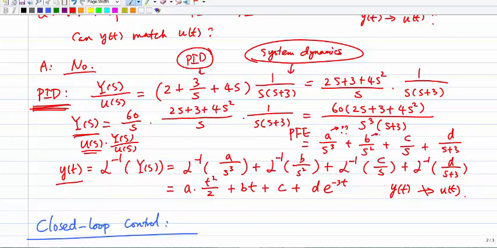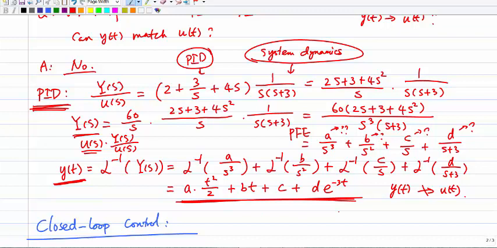You can use the method I mentioned in the previous lectures to figure out these A, B, C, D values. Once you do that, you take the inverse Laplace transform. This is Y(s), and this gives us y(t). If you do that, you have something like a times t squared divided by 2 plus bt plus c plus d e to the minus 3t. So apparently this y(t) does not reach u(t), because it either keeps growing really fast or keeps decreasing really fast. It never reaches a constant value.